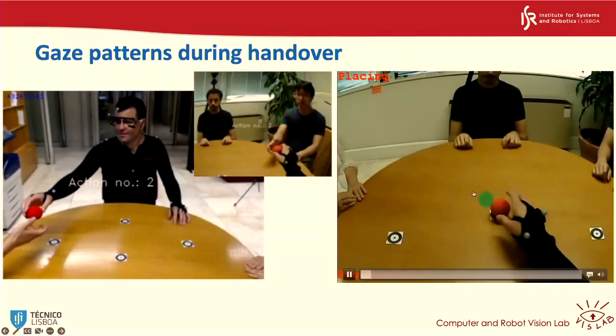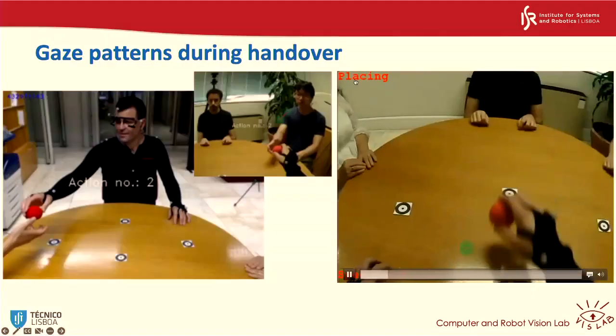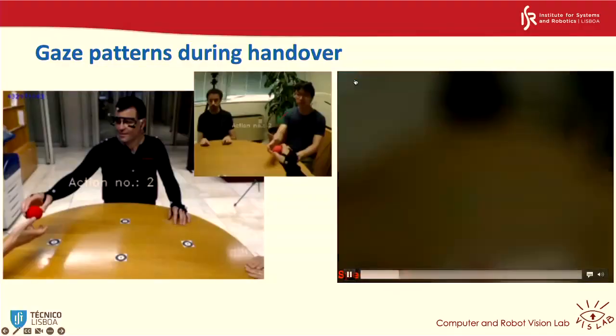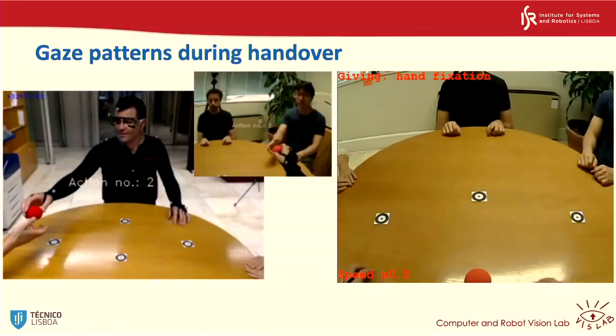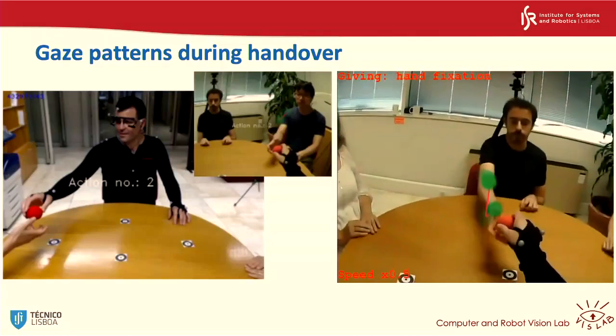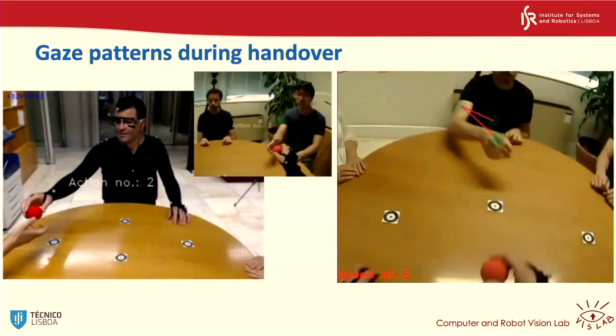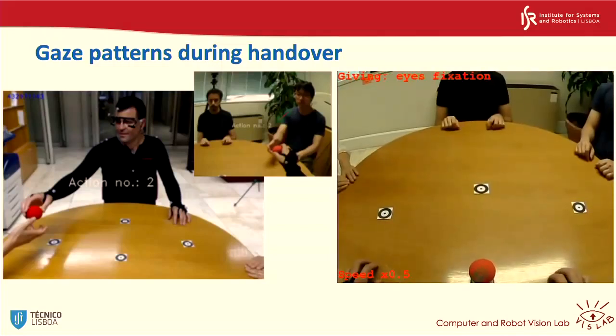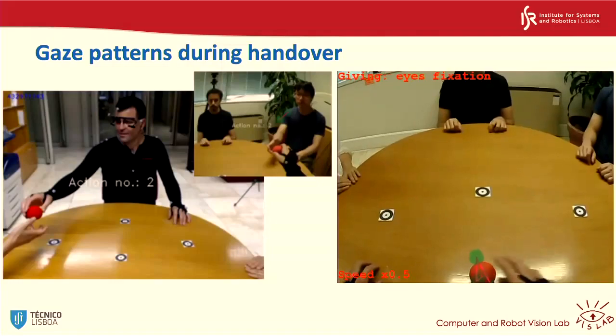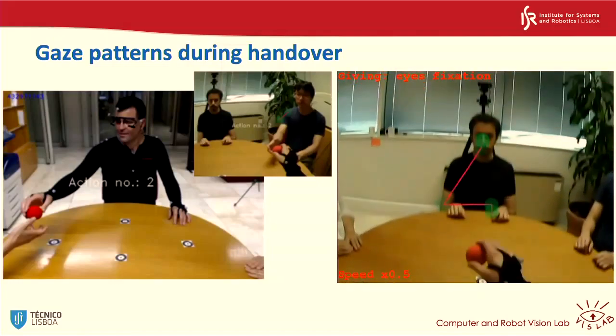So the green ball is the fixation area. And when we are placing an object or handing over, it's interesting because at some point we look at our hand, we look at the object, we look at the person we are interacting with. So there are multiple roles that the gaze is playing throughout this action. So we try to measure this.